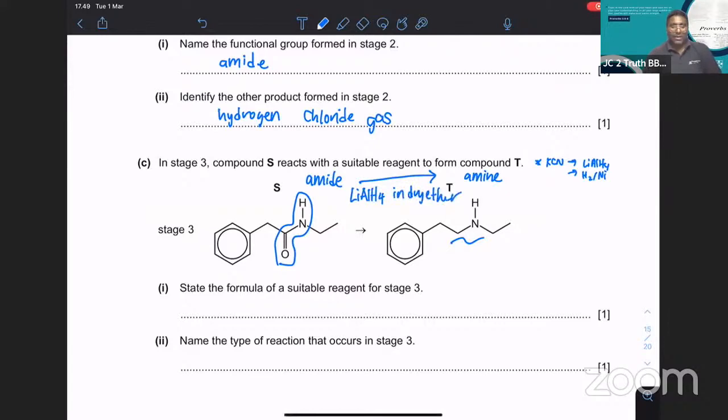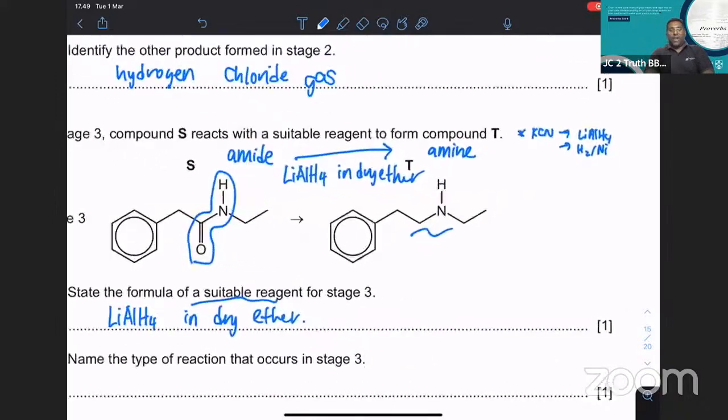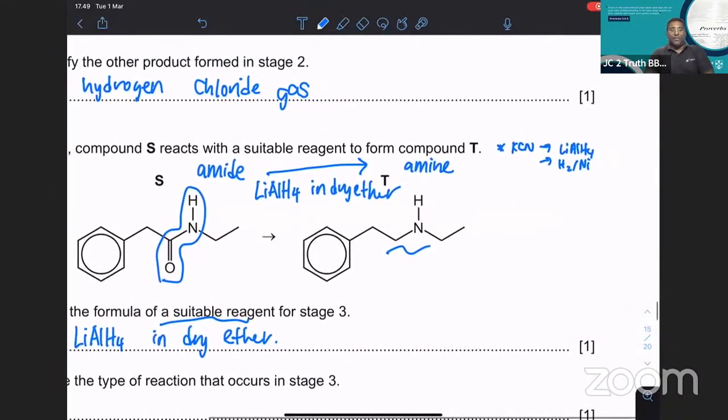State the formula of the suitable reagent. LiAlH4 in dry ether, but no need to write the condition of a suitable reagent, so it's okay, just write info. And then do remember, this reaction, whenever we are talking about reducing, since we are changing amide to amine, is reduction also.